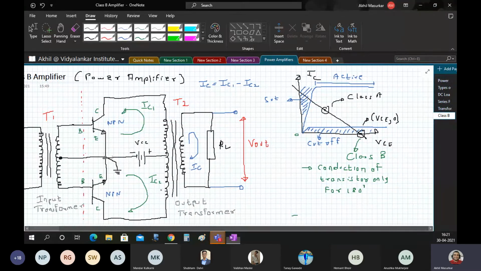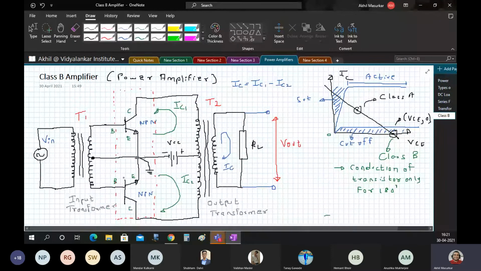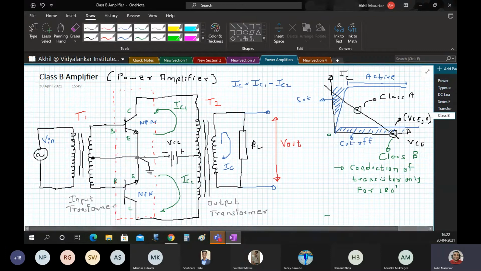when the transistors are stacked one above the other, when the transistors are stacked like this, one above the other, this arrangement is called as push-pull arrangement. Push-pull arrangement.